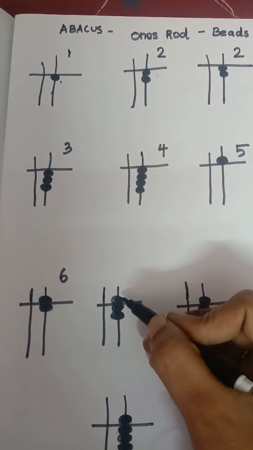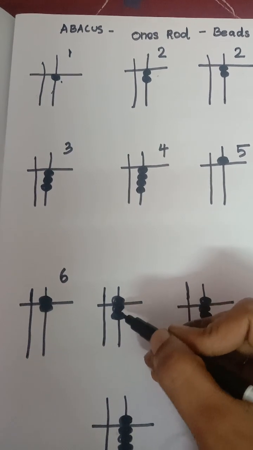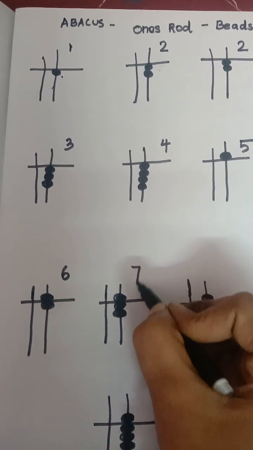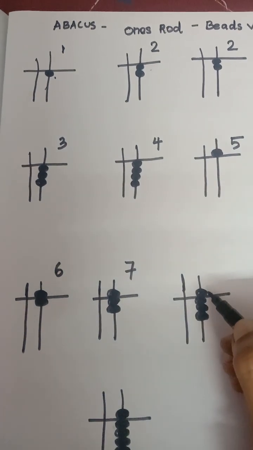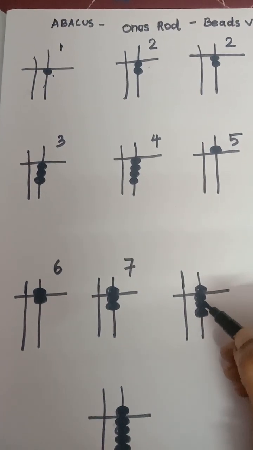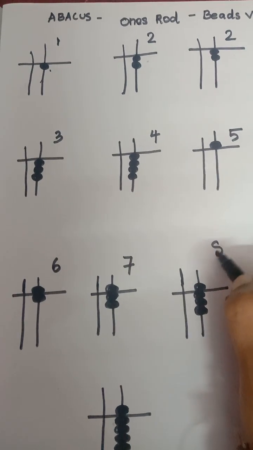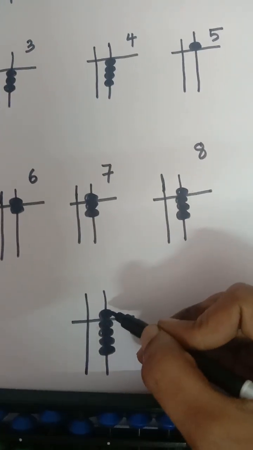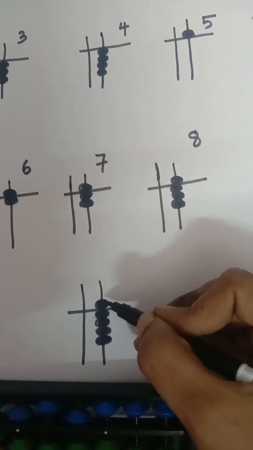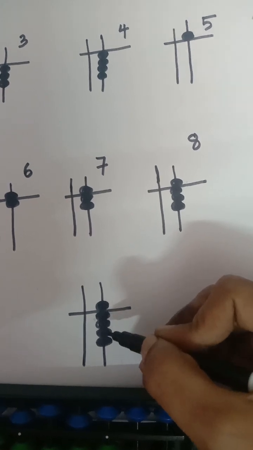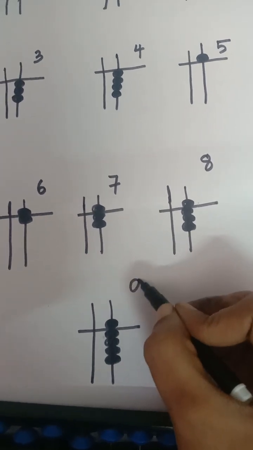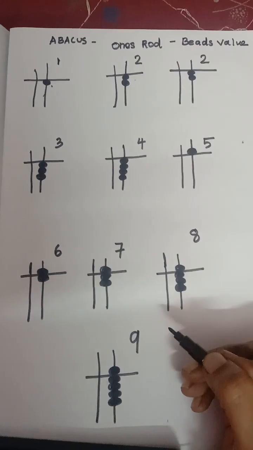Now how many beads are touching? 5, 6, 7. Now how many beads are touching? 5, 6, 7, 8. Now how many beads are touching? 5, 6, 7, 8, 9. Okay.